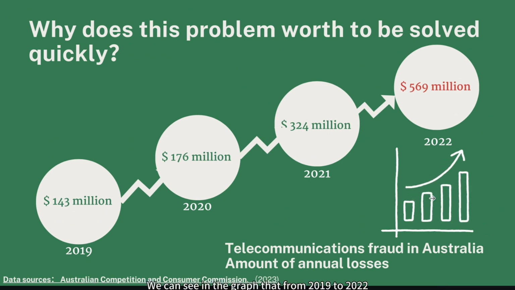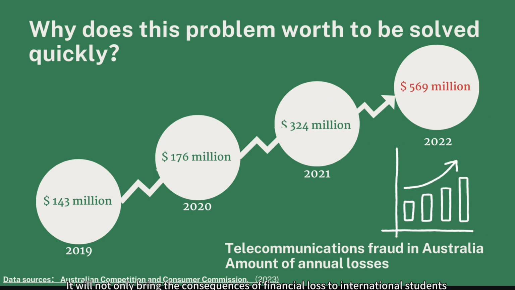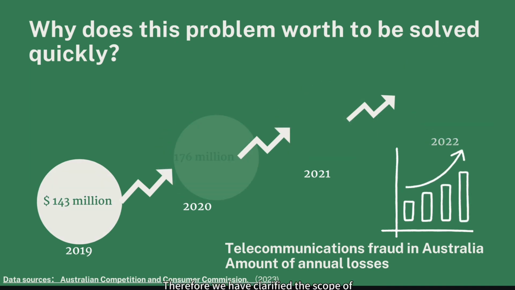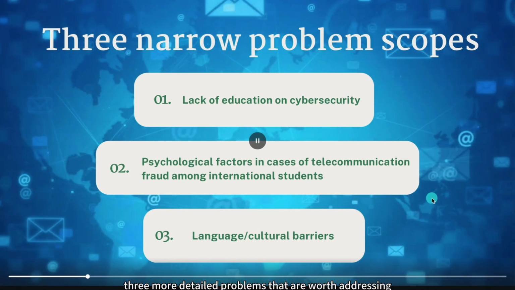We can see in the graph that from 2019 to 2022, the cases of telecommunication fraud in Australia have been gradually increasing, and the amount is alarming. It will not only bring the consequences of financial loss to international students, but also affect their study, life, and mental health. Therefore, we have clarified the scope of 3 more detailed problems that are worth addressing.